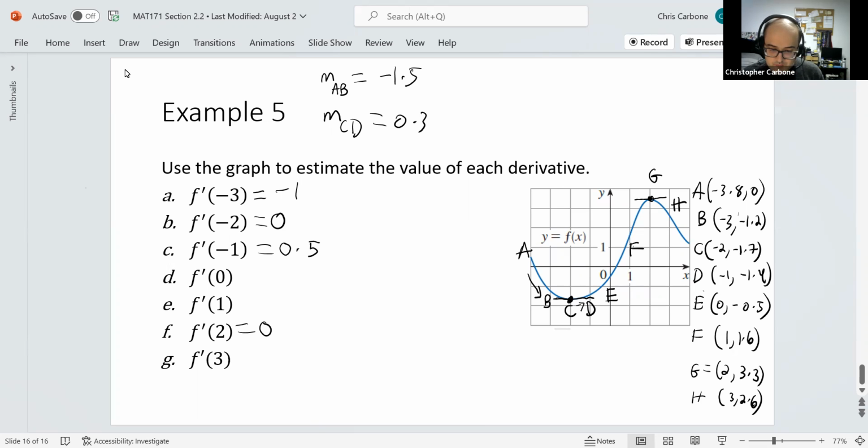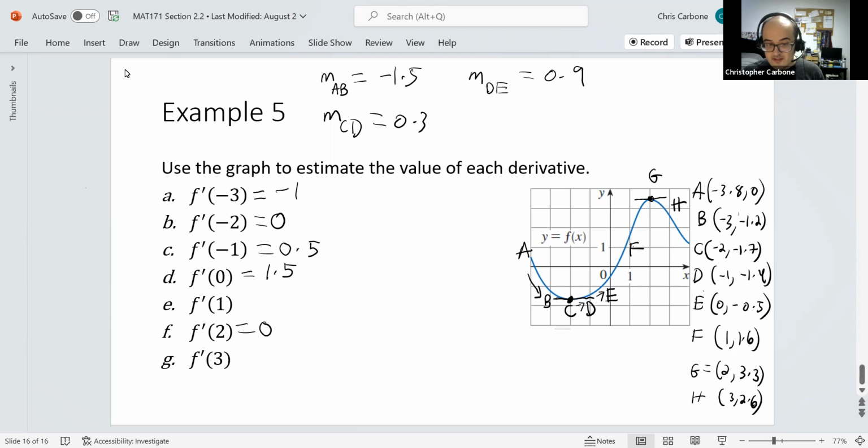For 0, at this point right here, which I noted as E, we are going to do the slope of D and E. That gives us about a value of 0.9 as we approach this point. We do expect that slope to be increasing because the graph is getting steeper. The estimate for that would be about 1.5.